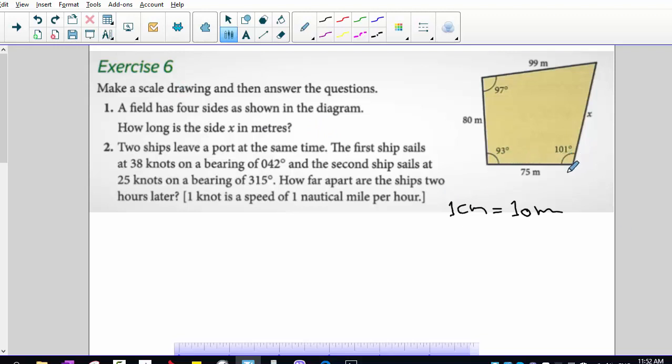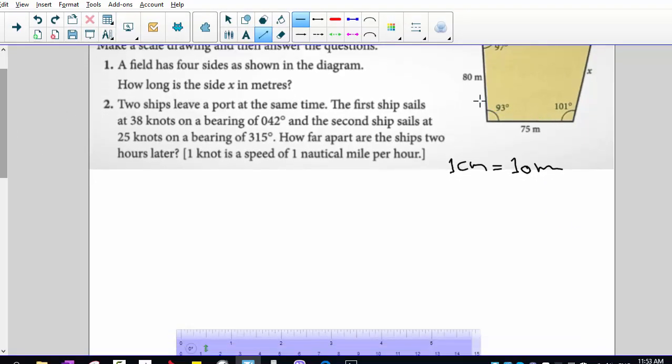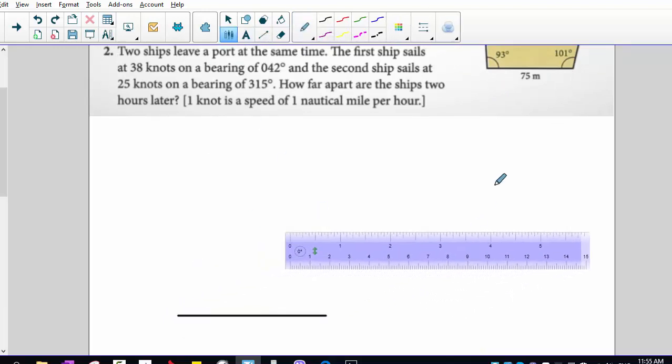Start with this line here, the base. It's 75 meters, so in the drawing it will be 7.5 centimeters. Here is the ruler, so the first straight line should be 7.5 centimeters. Now, I need to mark an angle. The angle should be 93 degrees. This angle here, this angle 93 degrees. Now I need a protractor to mark an angle 93 degrees. That will be this angle.